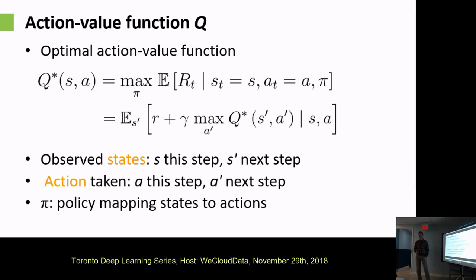And what happened to pi? Pi got incorporated here because this is the optimal action value function. So the Q star assumes that you're following an optimal policy, meaning that an optimal policy would be the one that maximizes the expected reward for the actions that you're taking.